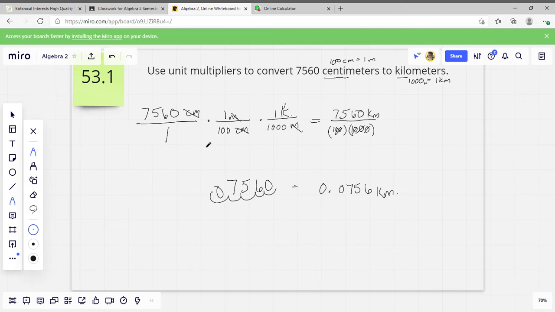So the metric system's super duper easy. All you have to do is move your decimal point.